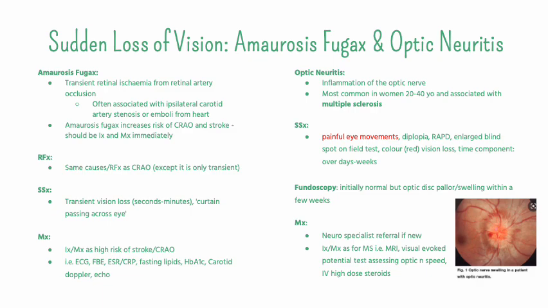And so your main goal here in screening or in talking to patients with optic neuritis is to screen for multiple sclerosis. Signs and symptoms of optic neuritis include painful eye movements, diplopia, relative afferent pupillary defects, enlarged blind spots on visual field, the loss of the color red in your vision, and the course of this typically occurs over days to weeks. On fundoscopic examination, initially the optic disc will appear normal.